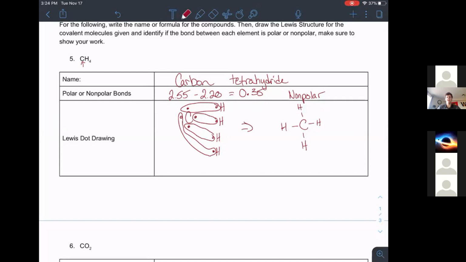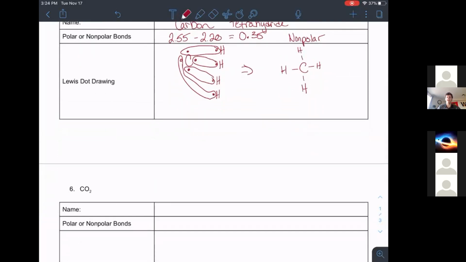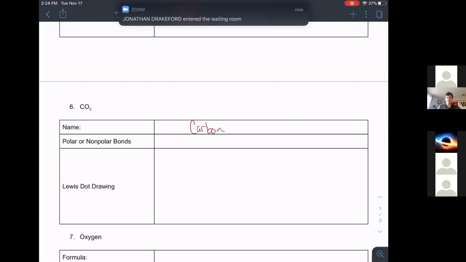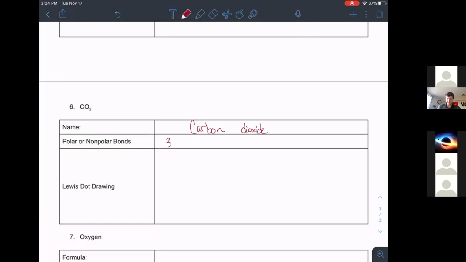All right, I'm not going to go into too much of the calculations now, but you should have gotten carbon dioxide here. And then when you do your calculation, you have 3.44 minus 2.55 to get 0.89, or a polar bond.